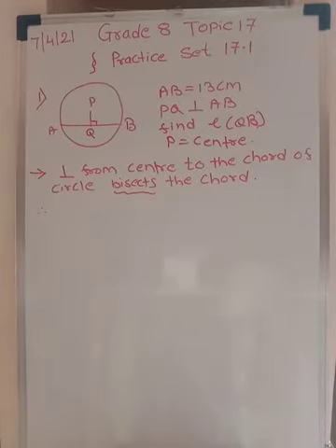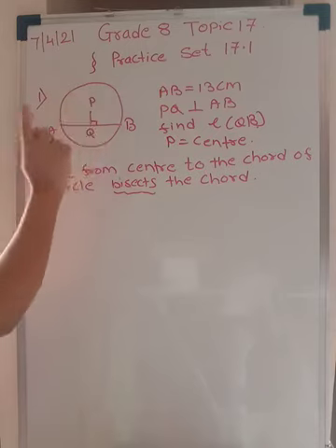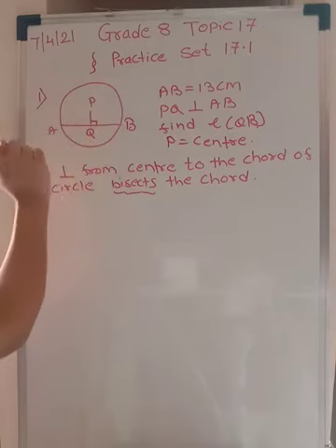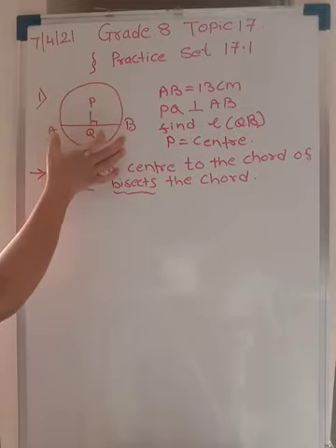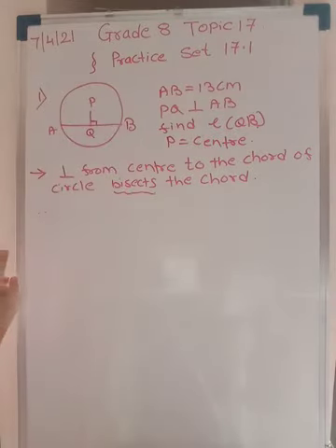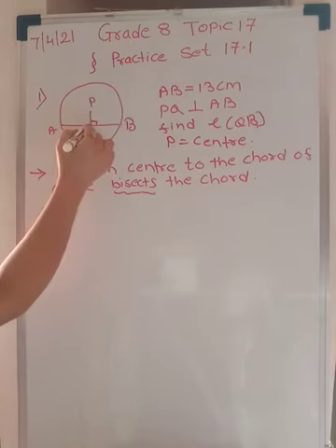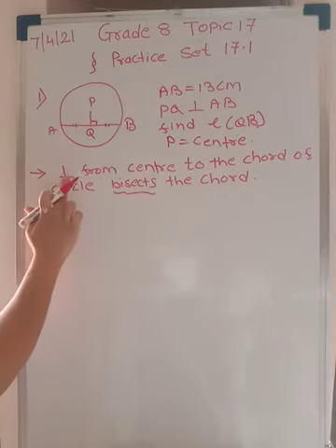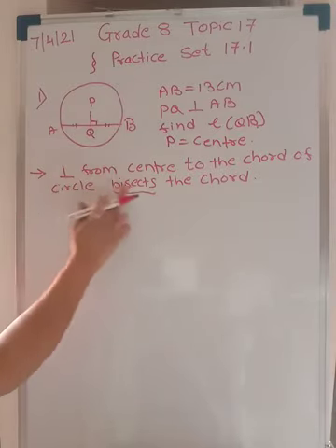Now look at the first problem. They have said P is the center, which is very important, and they have also given that PQ is perpendicular to chord AB. That means the chord AB is given, the length of AB is given as 13 centimeters, and you have to find QB. You can do this problem orally, students. If this is perpendicular, both are going to be equal. Yes or no? Perpendicular from the center to the chord of a circle bisects the chord.